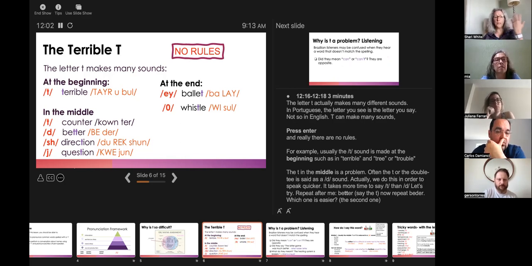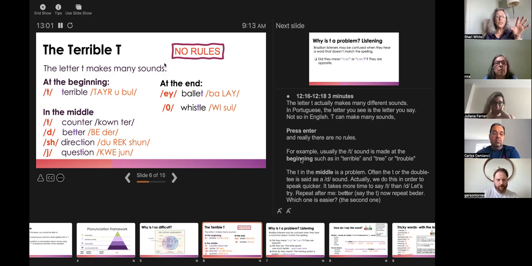For example, at the beginning, often the letter T makes the sound T. Now remember that what I have here in the red with the diagonal lines is the sound, and then what you see here is the spelling. So this is the sound T. Okay, so at the beginning, you're pretty safe. At the beginning, you'll hear the T sound, like in the word terrible, or tree, or trouble. Okay, you can make that. Can you think of another word that has a T at the beginning? True. Today. Yeah, for sure. Okay, in the middle though, oh, I needed to change this color. I'll have to fix that.